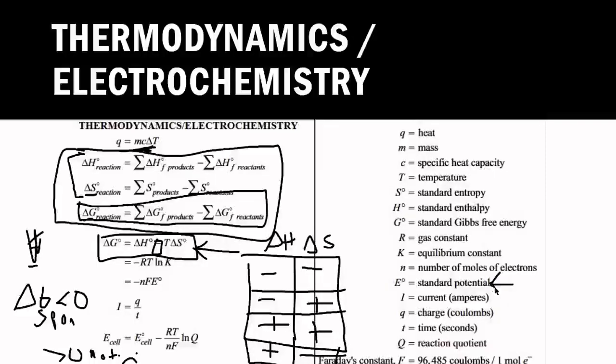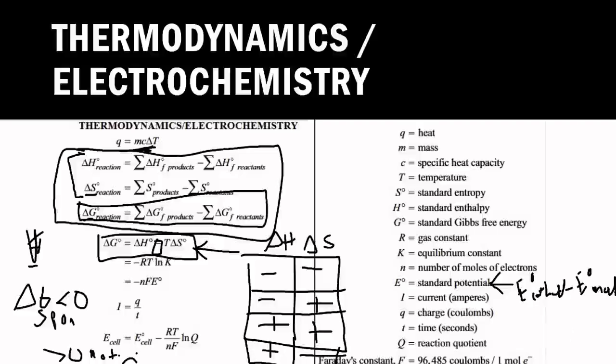which you calculate by, sorry, just had to check something. It is E of the cathode minus E of the anode.